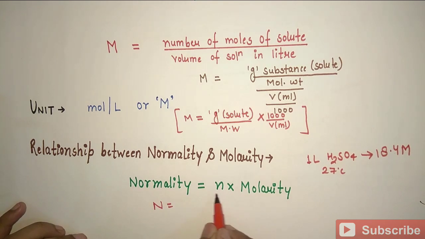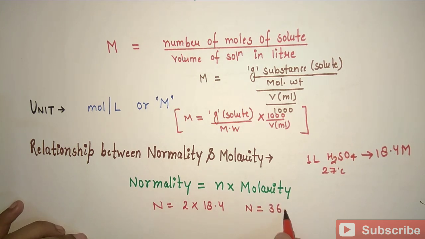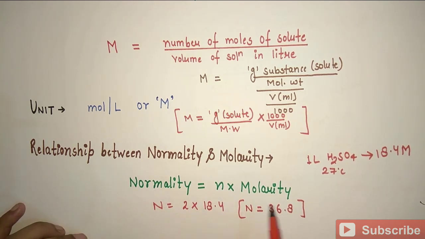So its normality will become N is equal to the equivalence factor, which I have already told you for H2SO4 is 2, because it has 2 replaceable H+ ions, into the molarity. So its normality will become 36.8. This is the relationship between normality and molarity, so we can easily convert molarity to normality.